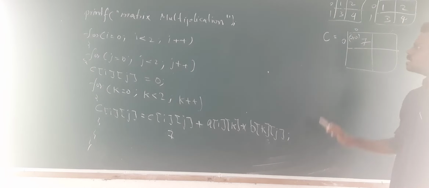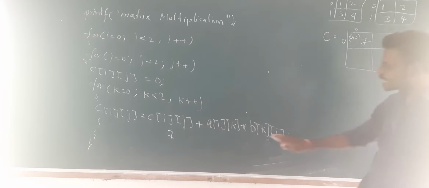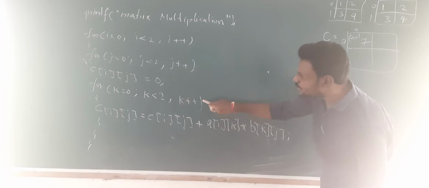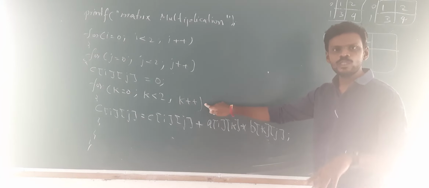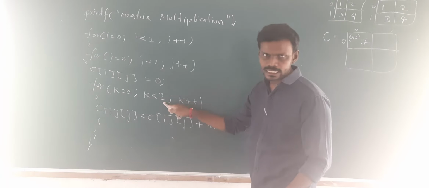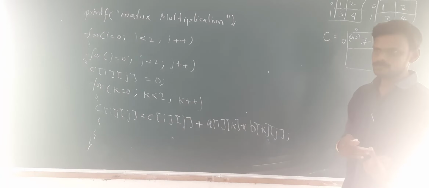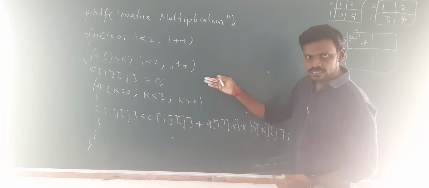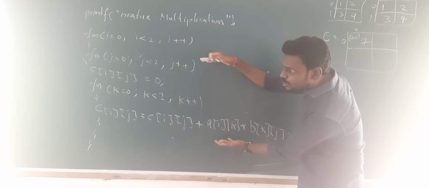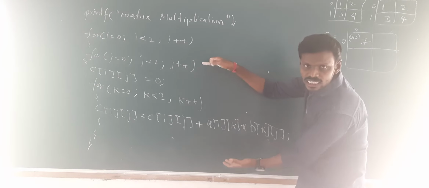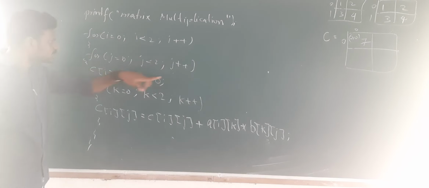Now I have done with the C of ij. Now again I will be incrementing the value of K. K will be incremented to 2. 2 less than 2? No, it is not. I will come out from this. Now it is in a for loop. It is in the second for loop, that is J. Now I will be incrementing the value of J. J is 0 till the last step. Now it will become 1.